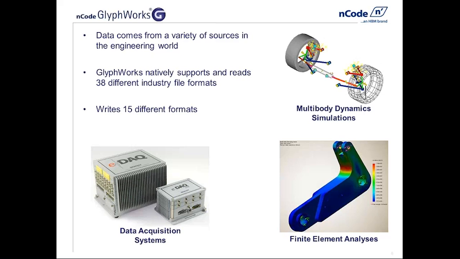And all of these different sources of data mean that we have all sorts of different formats of data. And that, in and of itself, can actually pose a significant challenge. How do we effectively retrieve the data we're interested in from all of these different types of files and engineering domains? GlyphWorks natively supports and reads 38 different industry file formats, and we have the ability to write over 15 formats as well.